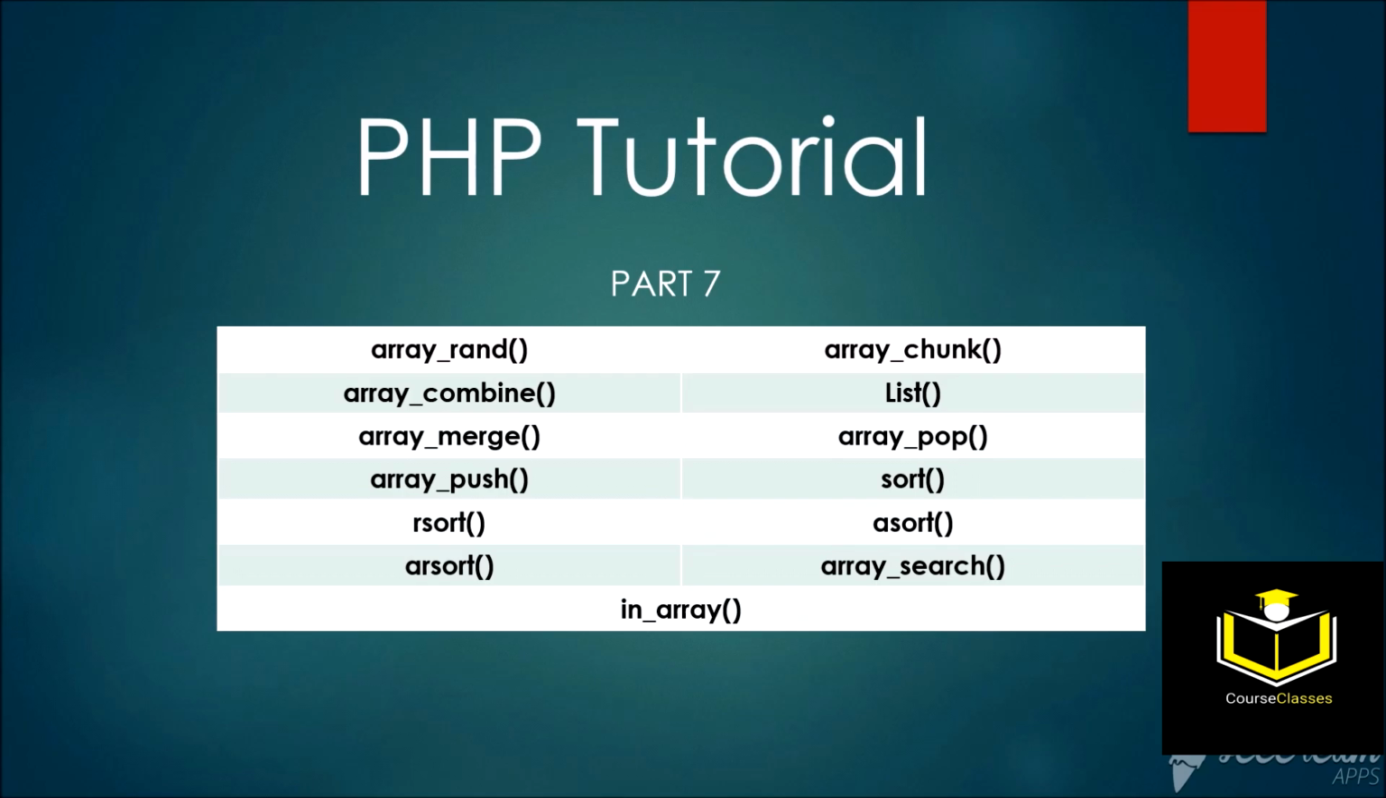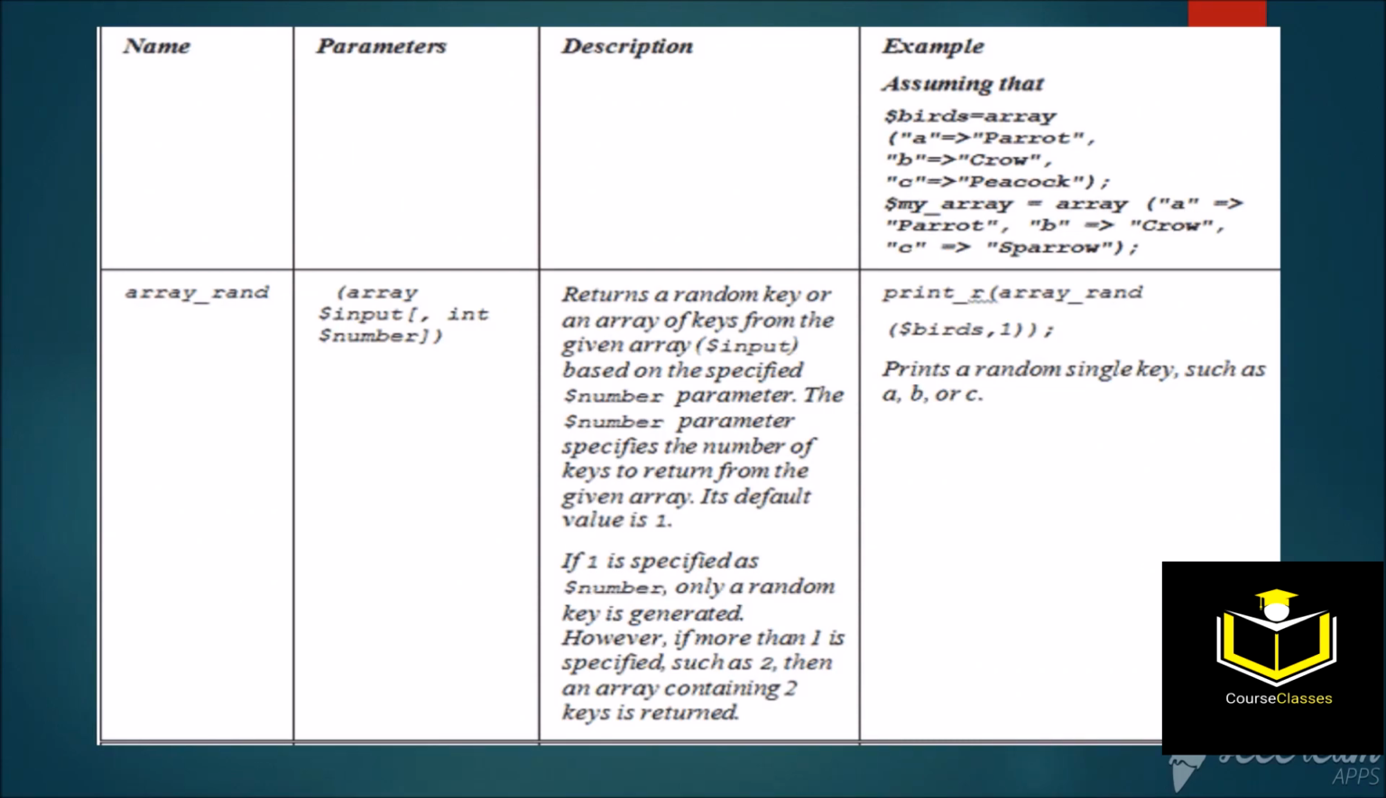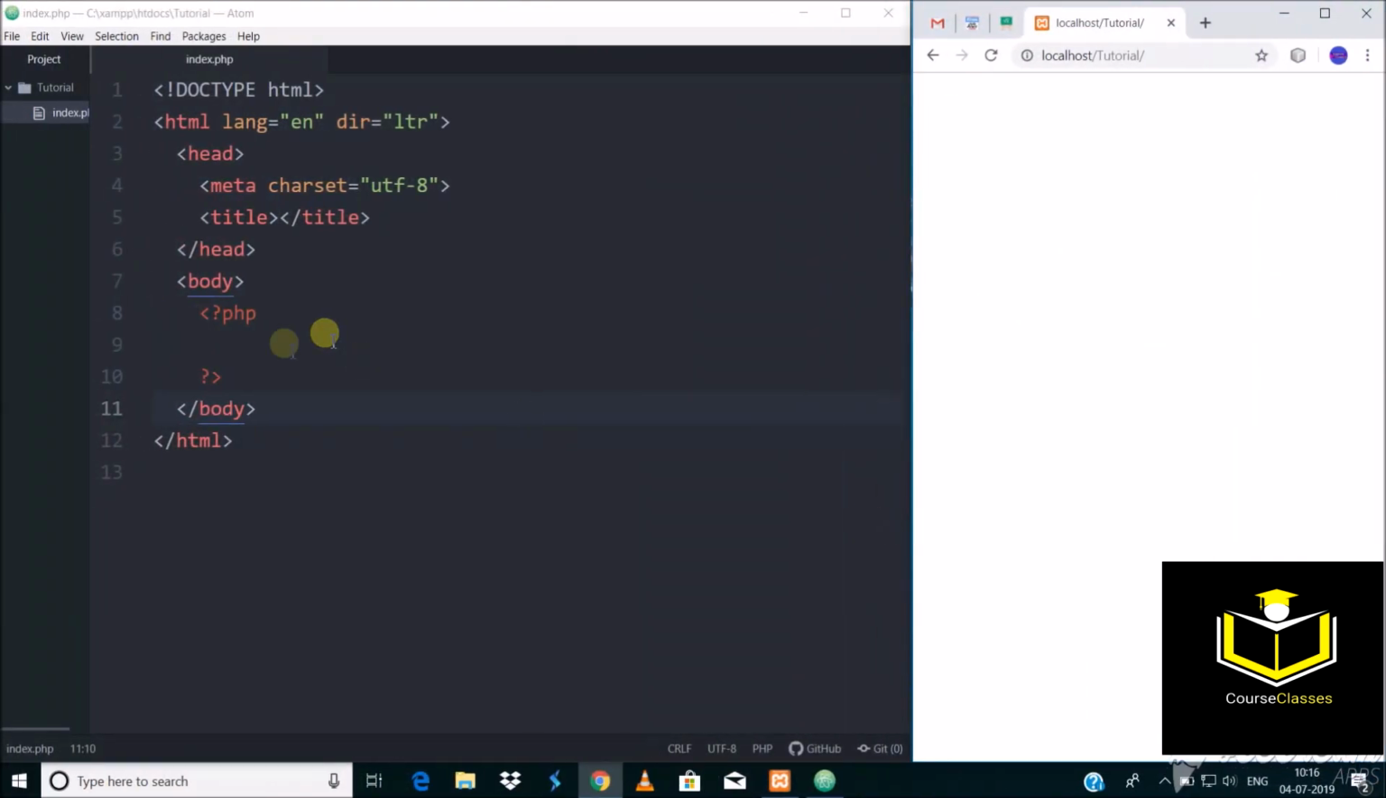In this video we will learn about array functions. The following table lists the array functions supported by PHP. So let's get started. First one is the array_rand function. This function is used to fetch a random number of elements from an array.